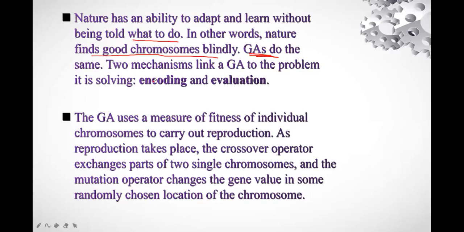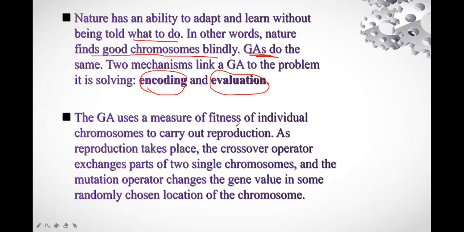So we are going to use two mechanisms which are very important in the genetic algorithm, that is encoding and evaluation. Encoding and evaluation are what we are going to see in detail in the further lectures, right?